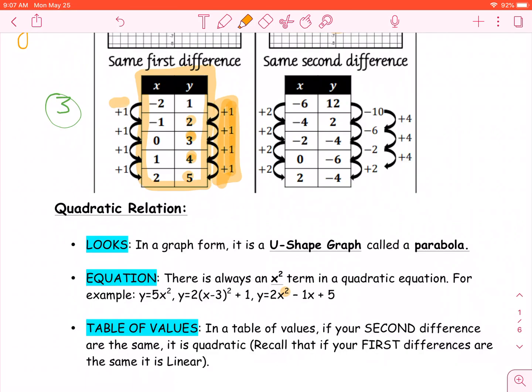You can also consider your change of x, so delta y over delta x, and they also increase by 1. This means that this, in fact, is a linear graph. And it's a linear graph because the first differences are constant.